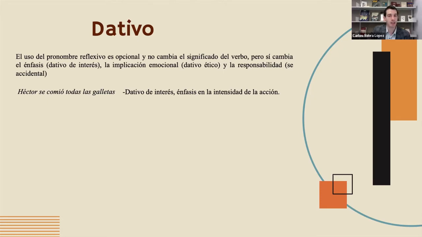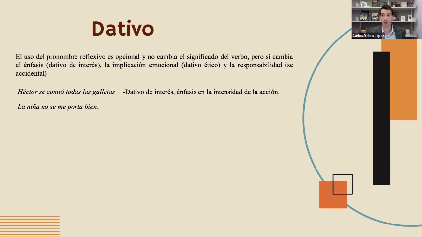Now, what about the ethical dative or dativo ético? If I say la niña no se me porta bien, it's different from la niña no se porta bien. So if I say la niña no se me porta bien, it means she does not behave well to me. So now I'm adding an extra layer of emotional implication in the girl. And this will make sense, for instance, in a context where the girl is my daughter, right?